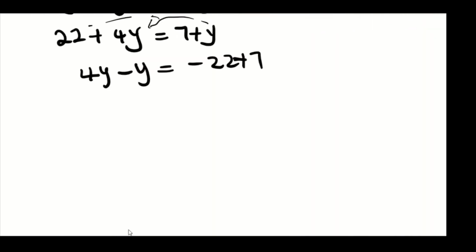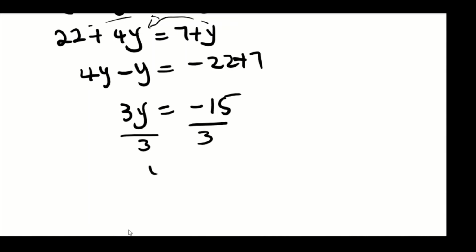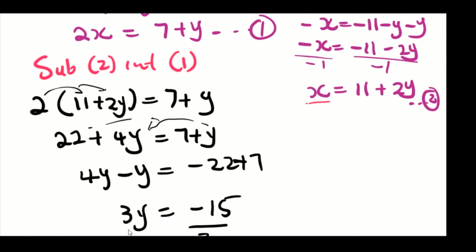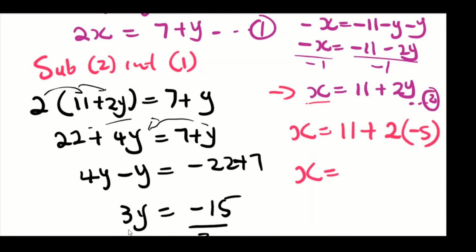And so it's going to be 3y is equal to minus 15. Divide by 3 both sides. I have y being equal to minus 5. So this is the solution of y, which is minus 5. To find the value of x, you will say x is equal to 11 plus 2 times minus 5, which is your y. So x is equal to 11 minus 10, and x is equal to 1. So this is the value of x.